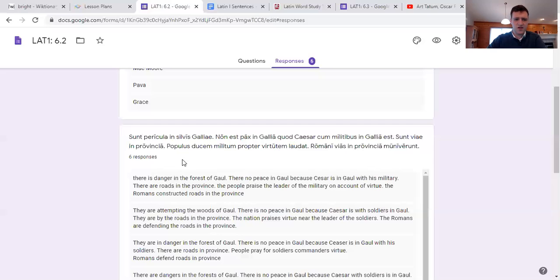So altogether, there are dangers in the woods of Gaul. There's not peace in Gaul because Caesar is with his soldiers in Gaul. There are roads in the province. The people praise the leader of the soldiers because of his excellence. The Romans built roads in the province.